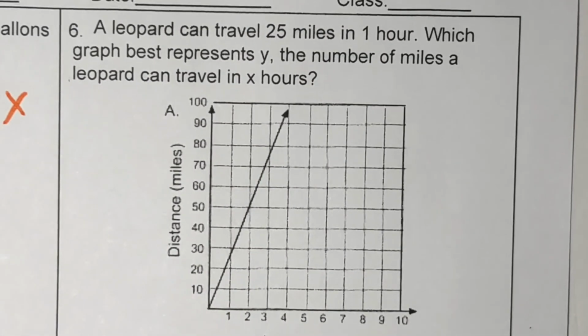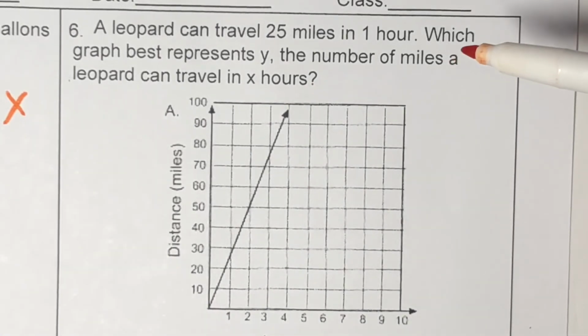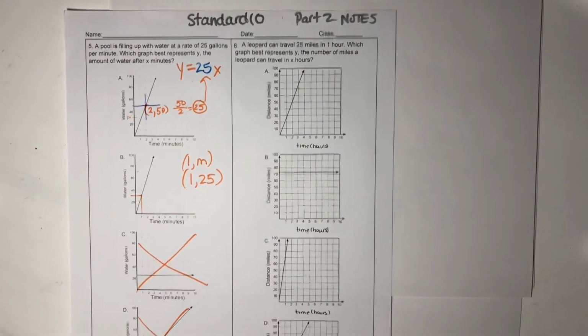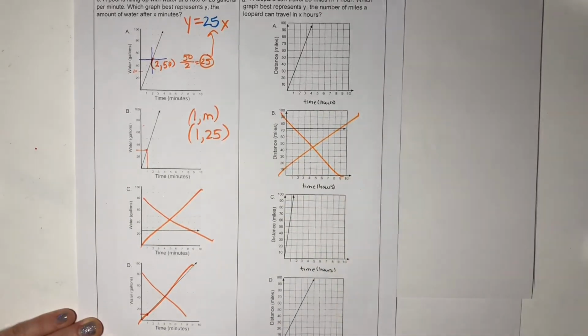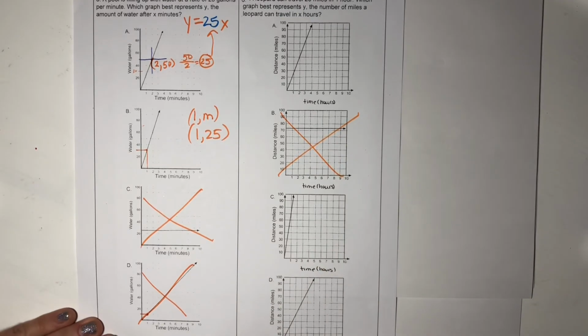So these ones on the next side of your paper are a little bit easier to tell. A leopard can travel, here we go, 25 again, 25 miles an hour. So I want you to take a look at your paper and see if you can, right off the bat, eliminate one. Like, let's get rid of this B because it doesn't even go through the origin. It has them running a straight 72 miles an hour.